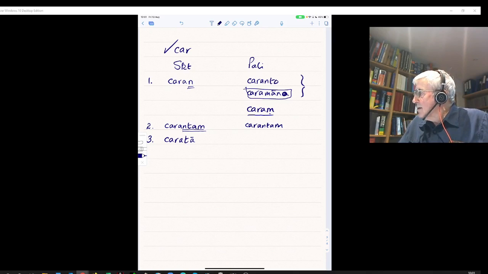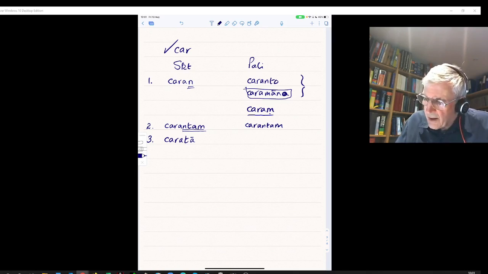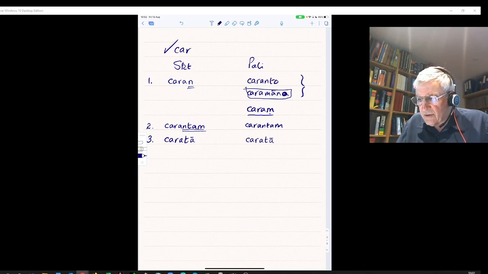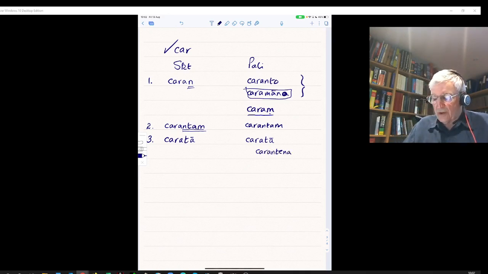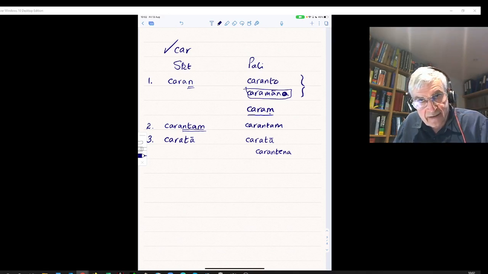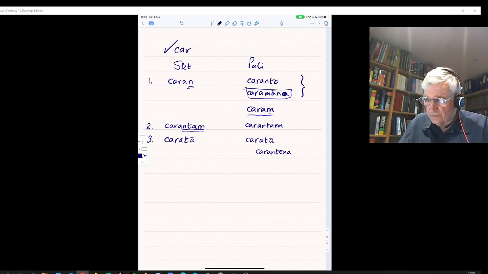Pali also has this form charatā as an instrumental, exactly reflecting the Sanskrit, but equally it has its permissible form charantena, as if it were just an ordinary nominal ending in a: charanto, charantaṃ, charantena, and so on.